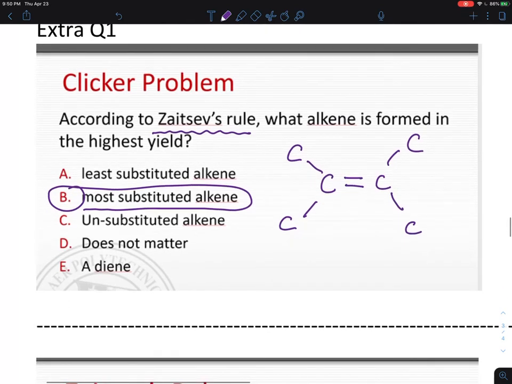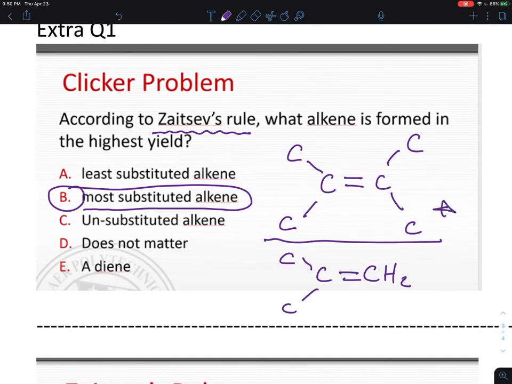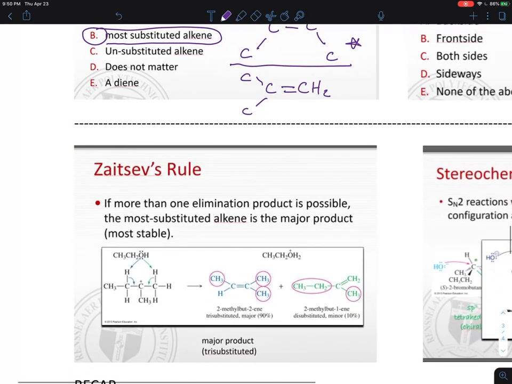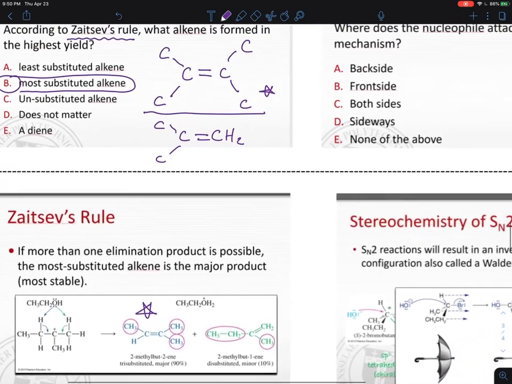For example, if one of the answers is this, this one is preferred because it's more substituted. This is an example from the slide that I found, and this is the favored product because the double bond has more attachments.